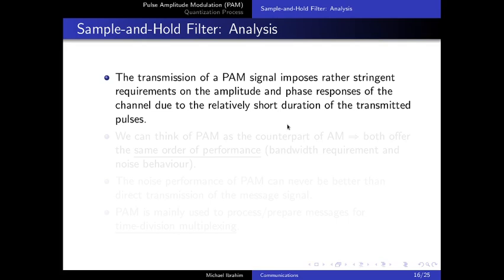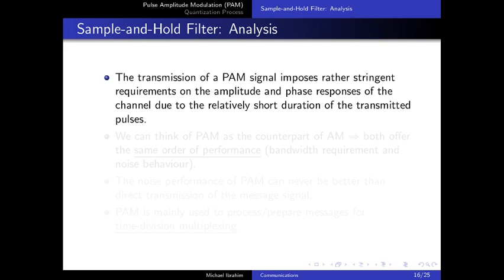The transmission of a PAM signal imposes stringent requirements on the amplitude and phase responses of the channel due to the relatively short duration of the transmitted pulses. What is this supposed to mean? Now we're using pulses of duration capital T. This capital T has to be short in order to reduce the aperture effect, and also in order to transmit data faster. This shorter duration will require larger bandwidths, and then the channel has to be of large bandwidth, which is not something that's available or that we can achieve easily.